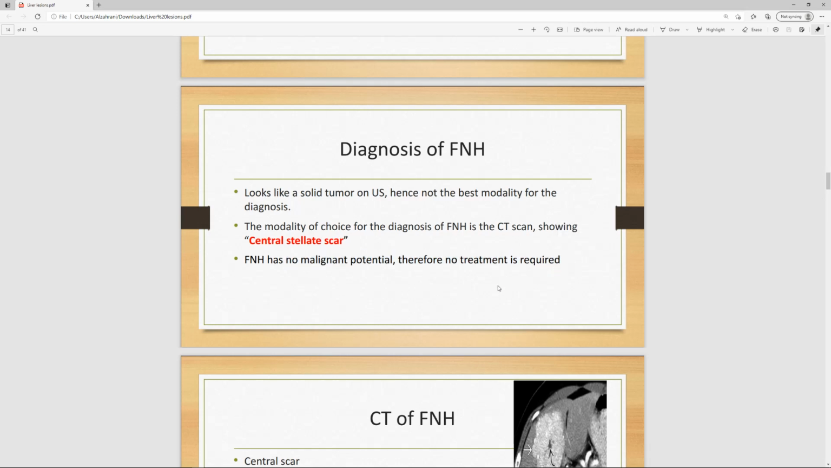Always, when you study, just try to compare with the previous lesions. For example, the diagnosis of focal nodular hyperplasia is mainly by CT. Hemangioma, you can diagnose it by both CT and ultrasound. Focal nodular hyperplasia is not malignant, but hepatic adenoma is malignant. So always try to compare between the both. At the end, you will have a clear vision, and you will be able to differentiate between the lesions easily.